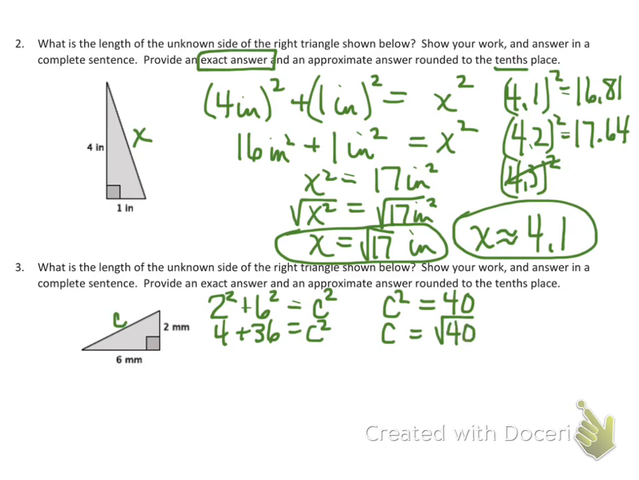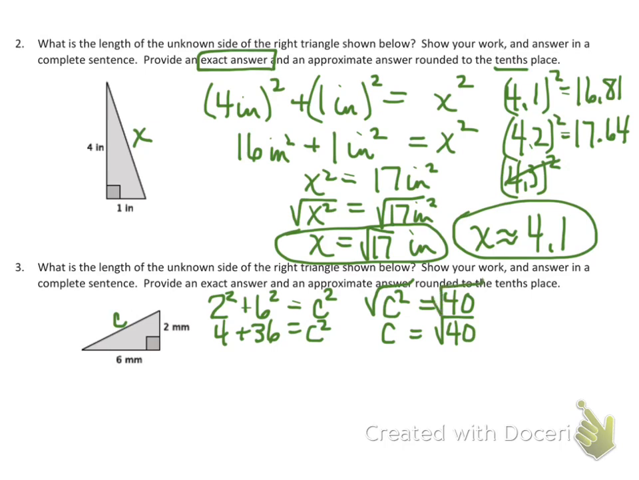I'm shortening this, okay? You're going to see worked out examples where, when we know that something squared equals something, we can take the square root of both sides to find x to the first power. Okay, so that's what I've done here. I've taken the square root of both sides and come up with c is the square root of 40.